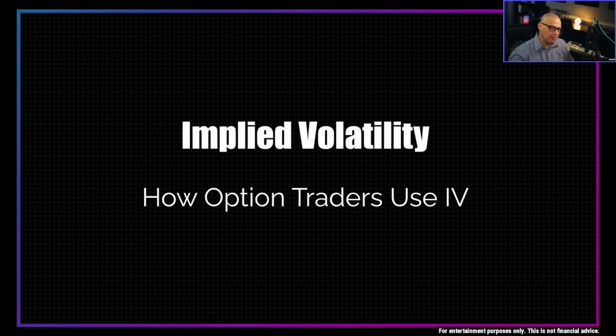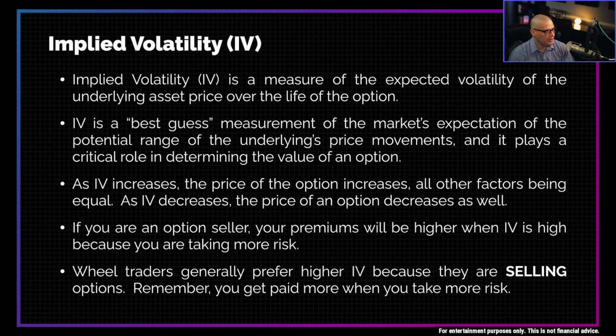So today's topic is implied volatility, which we usually just call IV. And we're going to talk about how options traders use IV. So IV is a measurement of the expected volatility of the underlying asset's price over the life of the option. Basically, it tells us how far that underlying stock is expected to move during the life of that option. So IV is a best guess measurement of the market's expectation of the potential range of the underlying stock's movement, and it plays a critical role in determining the value of the options we're trading.